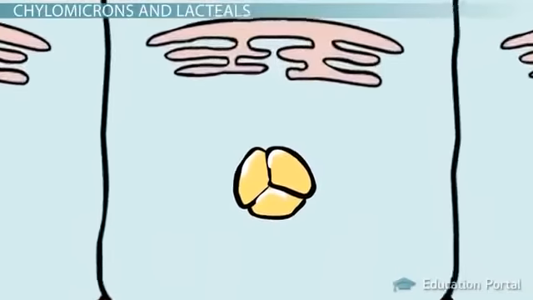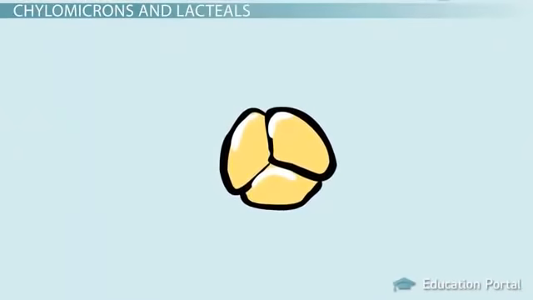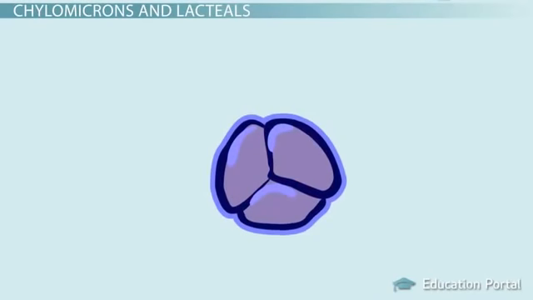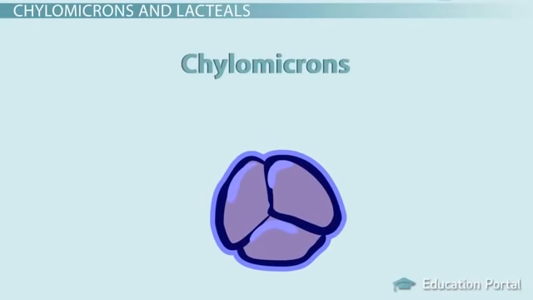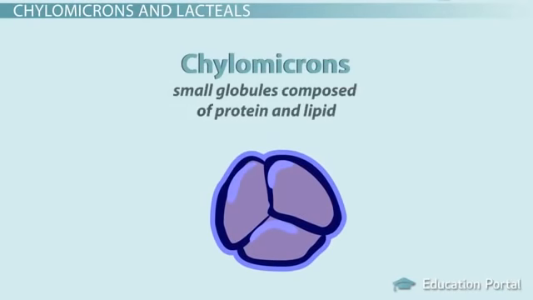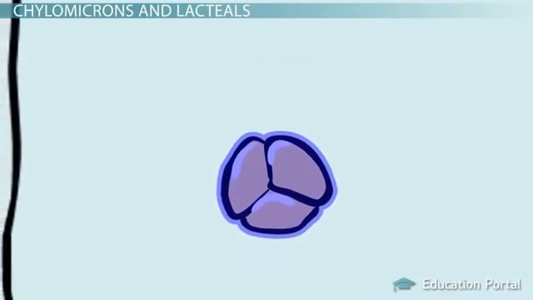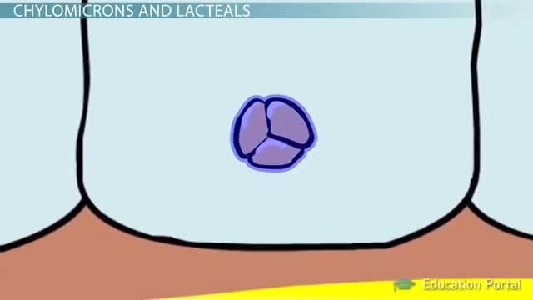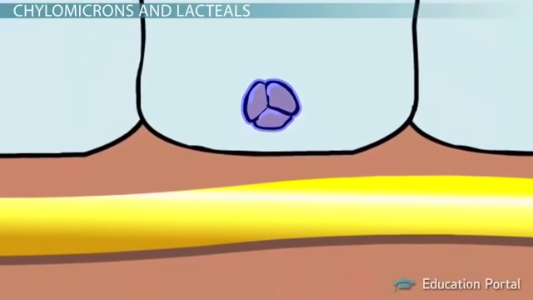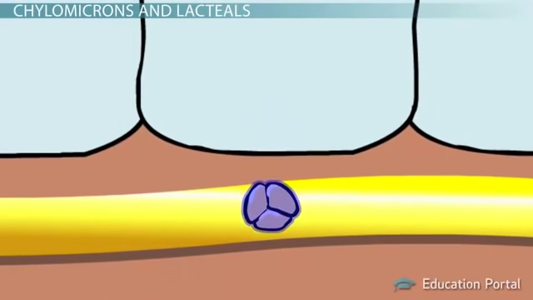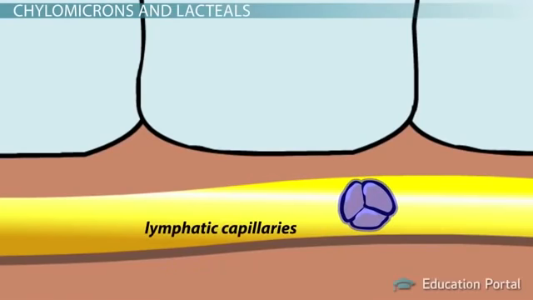Now, before the triglycerides actually leave the epithelial cells, they're coated by protein, which results in the formation of chylomicrons. So we see that chylomicrons are small globules composed of protein and lipid. The coating of protein gives the triglyceride a water-soluble coat, and this allows the chylomicron to travel outside of the cell. The newly formed chylomicrons leave the epithelial cell and enter the lymphatic capillaries, which are called lacteals.